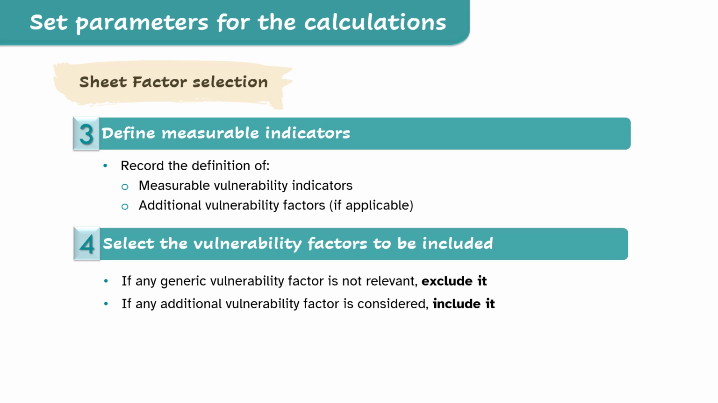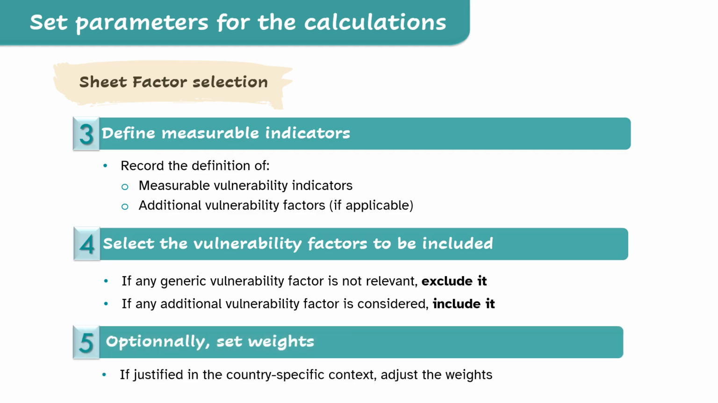Likewise, if any additional vulnerability factors not included in the GTFCC indicative list of generic vulnerability factors is relevant in your country, make sure to include it in the analysis. Lastly, and this is optional, if justified in your country-specific context, you may set weights to some vulnerability factors. To do so, use the column indicator weight.